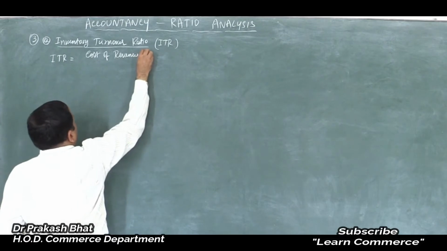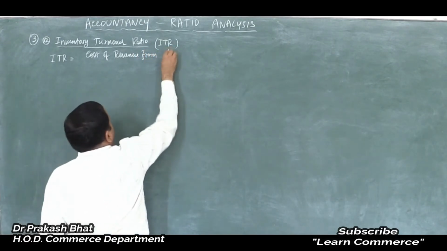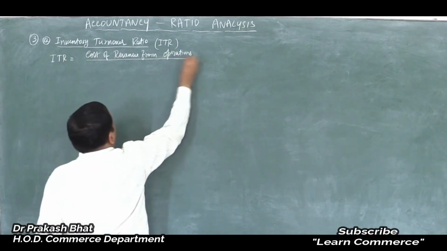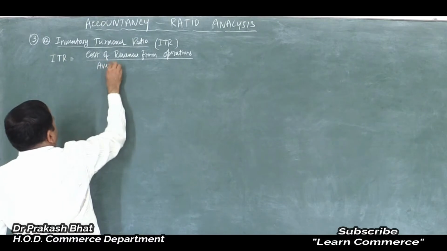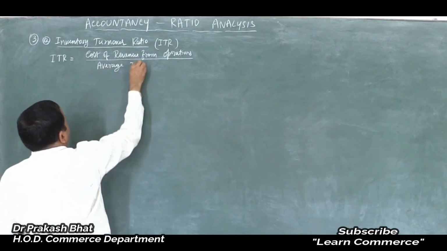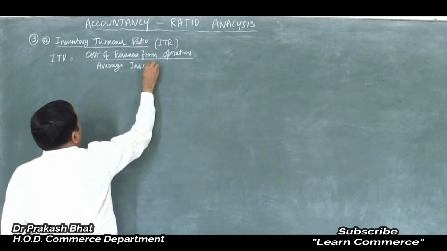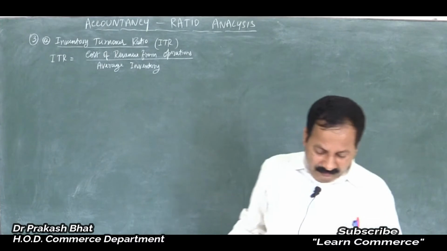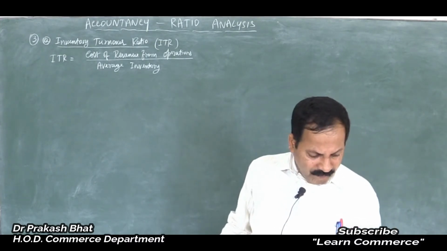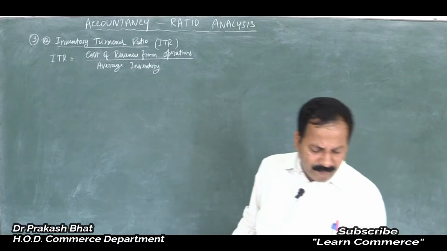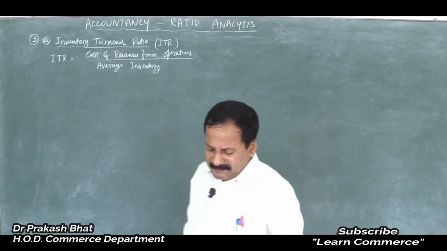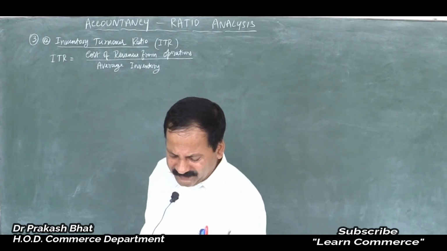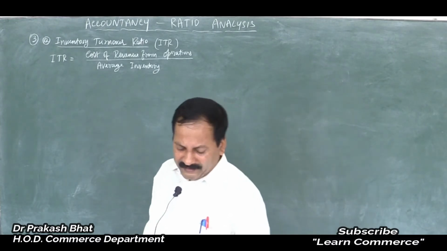Or revenue from operations divided by average inventory. Average inventory, right? Yes. So now cost of revenue from operation divided by average inventory. So cost of revenue from operations, well, it is given in the problem. Cost of revenue from operation is given in the problem, right? Yes. Average inventory, how will you find out?